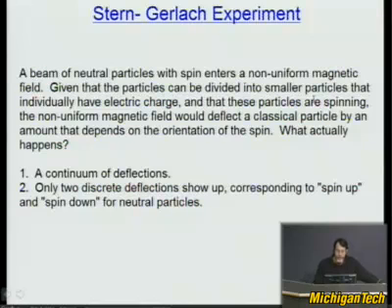Now let's go to the Stern-Gerlach experiment, which is really interesting. Somewhat not as surprising maybe as some of the delayed choice quantum eraser stuff, but here we have a beam of neutral particles with spin that enters a non-uniform magnetic field, because the effect would go away if it was completely uniform. You need there to be a top and bottom defined by the magnetic field. Given that the particles can be divided into smaller particles that individually have electric charge, and that these particles are spinning, the non-uniform magnetic field would deflect a classical particle like this by an amount that depends on the orientation of the spin.